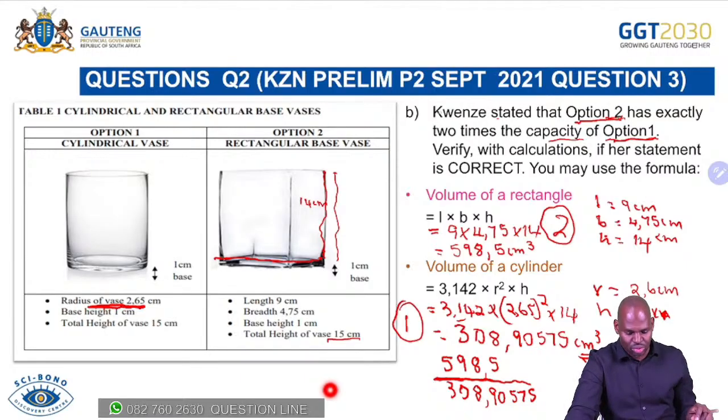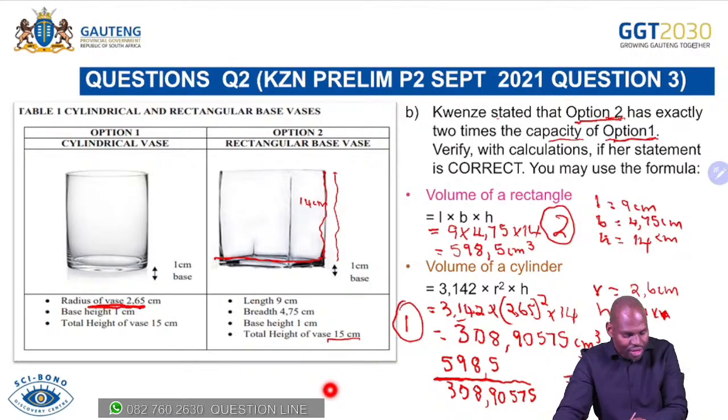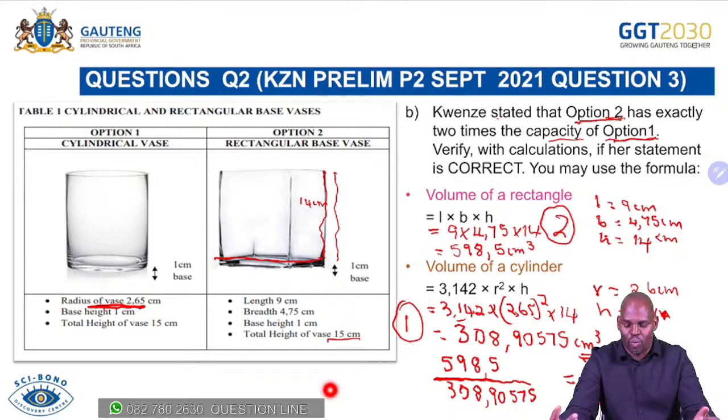So let's check. If you take 598.5 divided by 308.90575, then I get 1.937. If you check on your calculator, it must be 1.937484168. So you can see this value is not exactly 2. Of course, remember when you round it off, you're going to get 2, but rounding off is an estimation. So this one is 1.937.